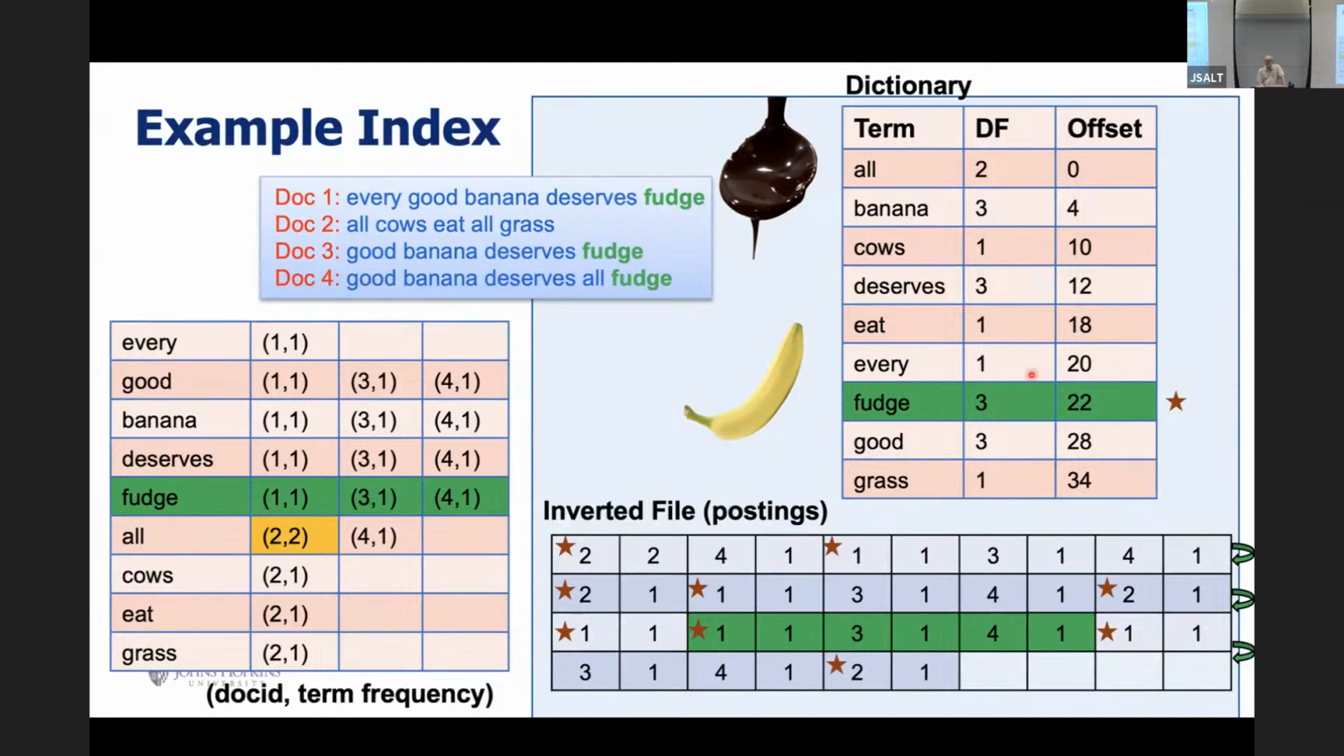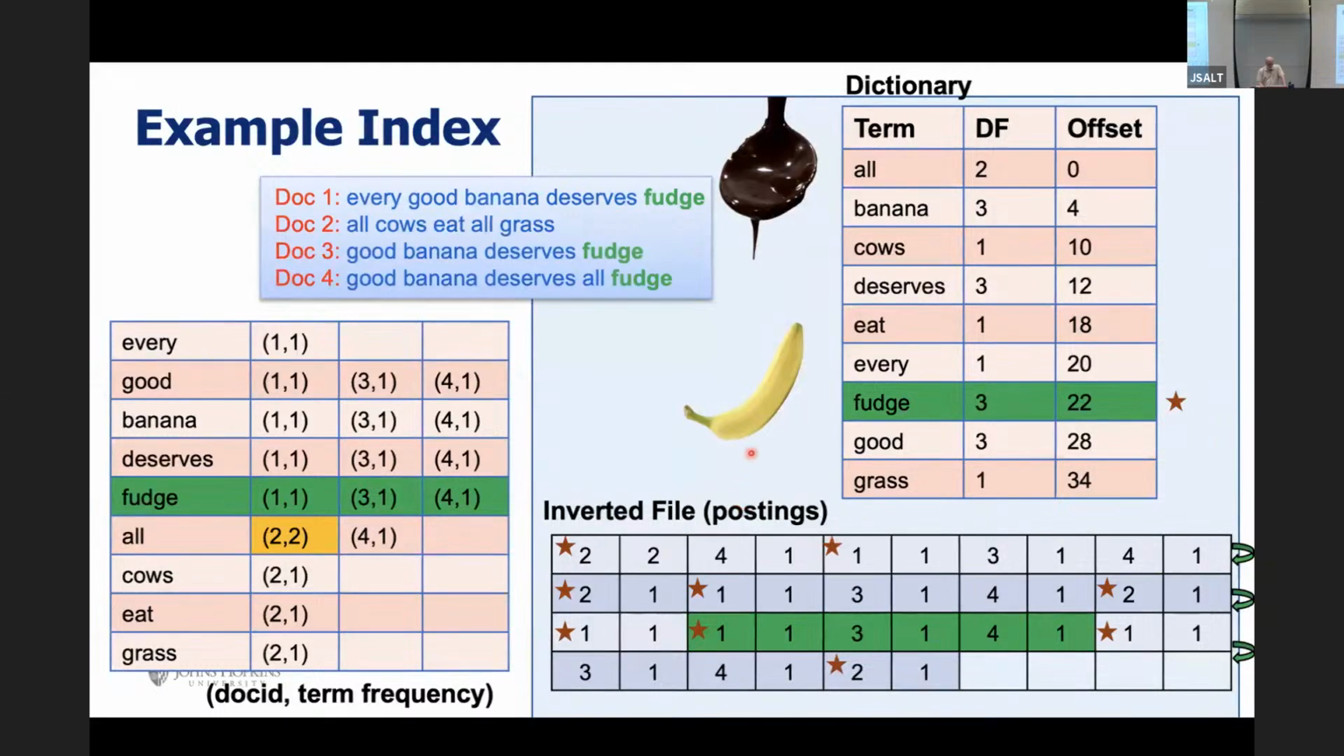Our dictionary, which lists all of our indexing terms, and gives document frequency, that is the number of documents that contain it. And it gives an offset into what's called the posting list, or the inverted file, that tells you where to look in this big index of terms.